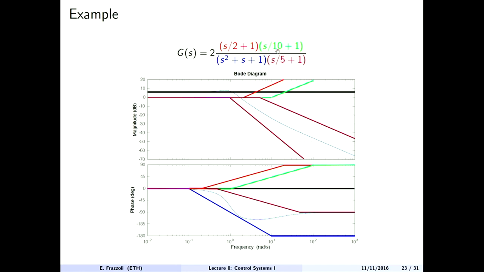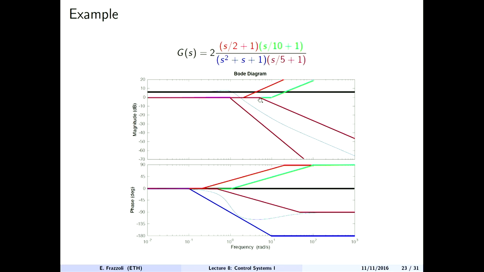In a similar way, the green term does the same thing, because it's always the same term, just the tau is different. It's not 1/2, but 1/10, so the inverse will be 10. This is 10 to the power 1, and at this point it starts growing at 20 dB per decade.